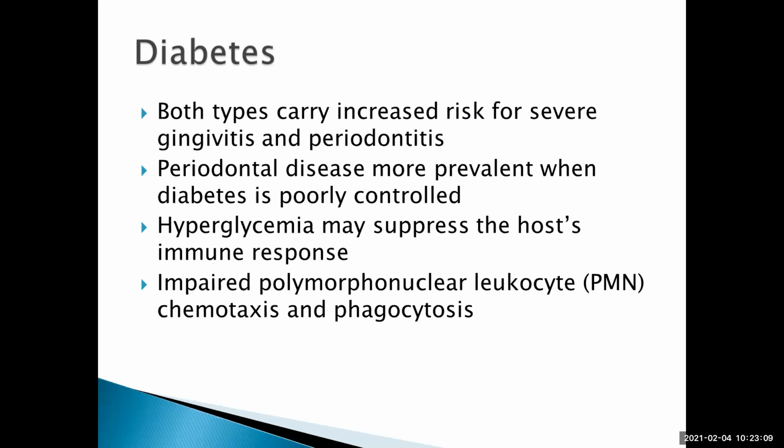Hyperglycemia may suppress the host's immune response. Then you've got your impaired PMN production. Their chemotaxis, they're not talking to each other as effectively, and phagocytosis, they're not able to engulf and digest the pathogens as readily. Plus, you've got all of this wonderful sugar circulating in the bloodstream, which is feeding the bacteria anything it needs for energy.